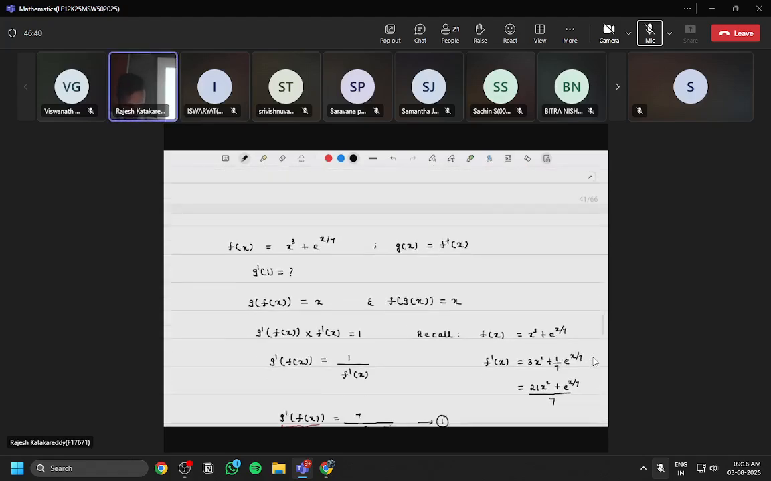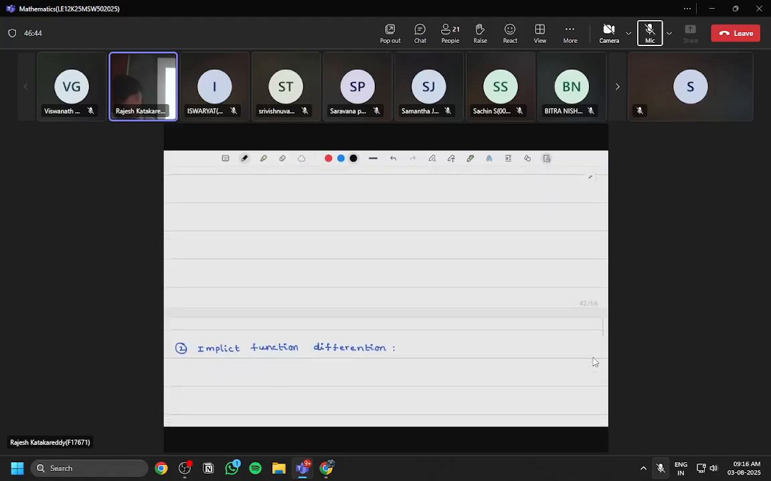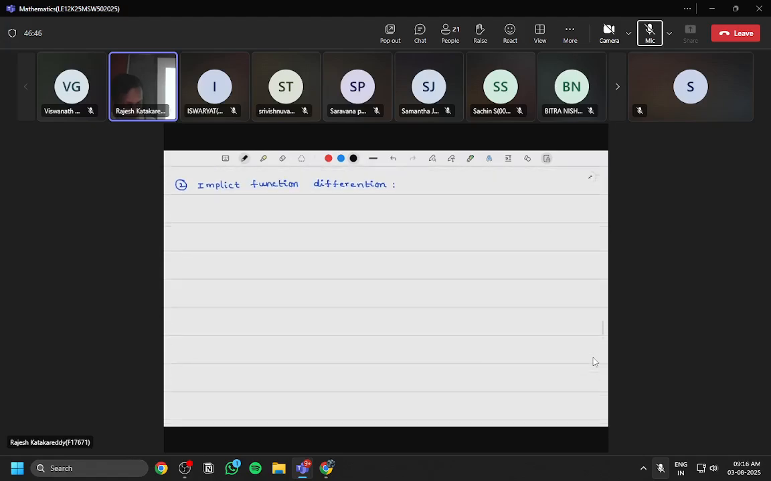So let us move to the next concept. The next concept is implicit function differentiation. You can say derivative of an implicit function. We should know what is implicit and explicit first of all. In the functions chapter we have learned, if you can separate the variables x and y, that is called an explicit function. If we cannot, that is an implicit function.